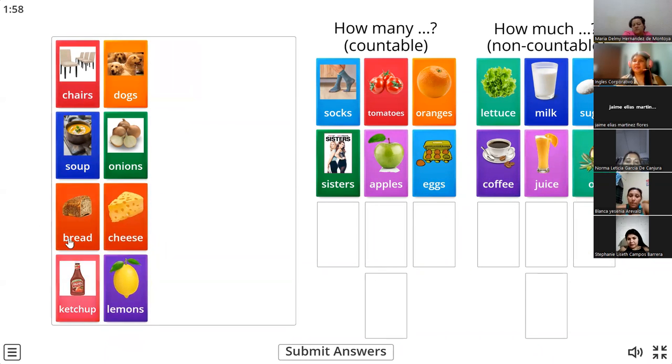Okay. Bread. Countable. Está dividido. Countable, teacher. Se puede contar el pan. Está dividido. Cinco panes. If we have slices, yes, we can count the slices, okay? But if we have un pedazo, we cannot count it.